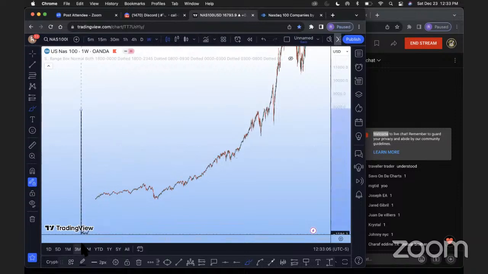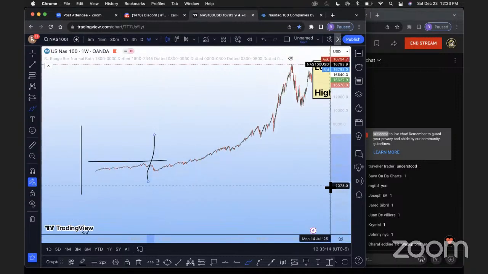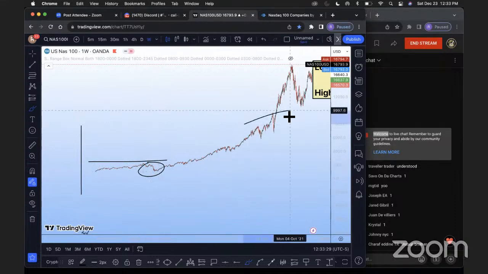So 2001, we had the dot-com bubble. 2008, we had the Great Financial Crisis. Now, if we look at this chart, the Great Financial Crisis, which was the worst economic event that America and the world had ever seen, looks like a blip on this chart. Look how small that looks. This is what almost destabilized the entire world. We've already had bigger crashes than that in the past 3-4 years.